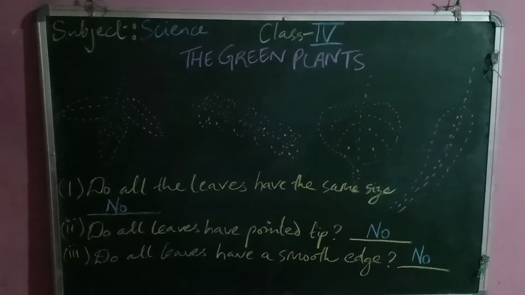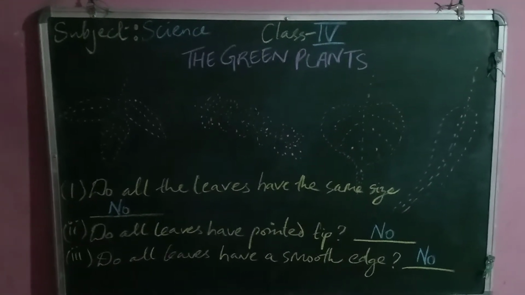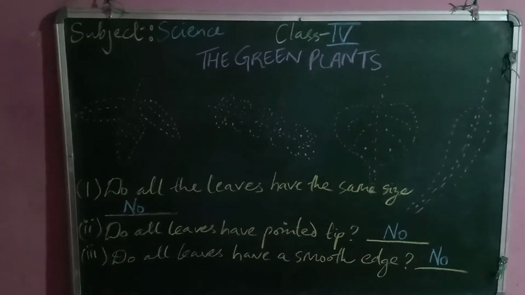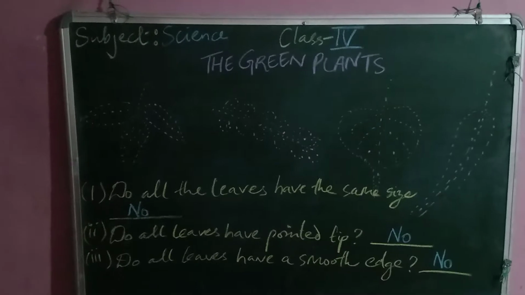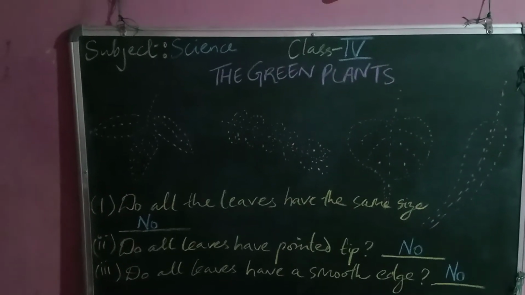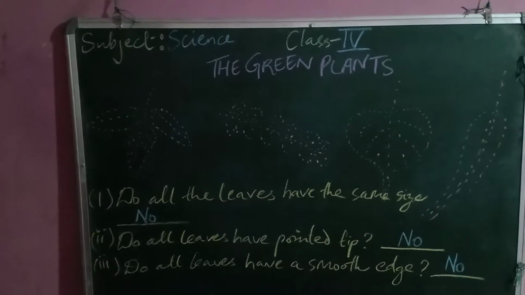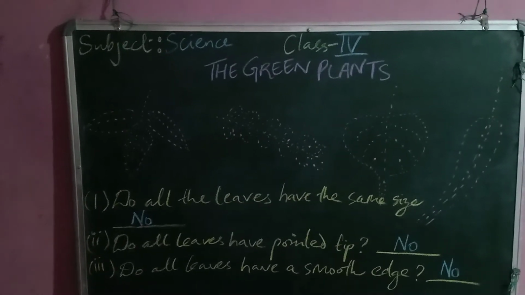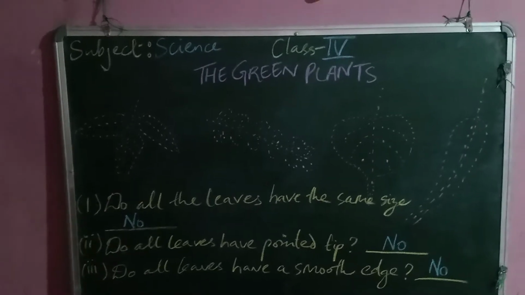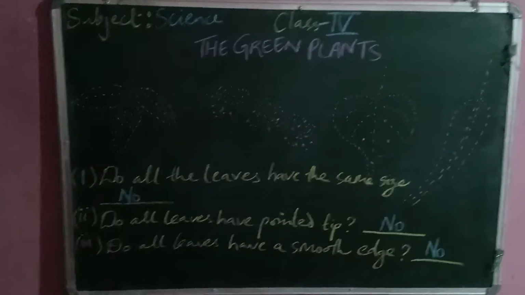Good morning, class 4. So today we're going to start with a new chapter which is called green plants. In this chapter we're going to learn about what is a leaf, different parts of a leaf, and how they make food, and the interdependence of plants and animals.